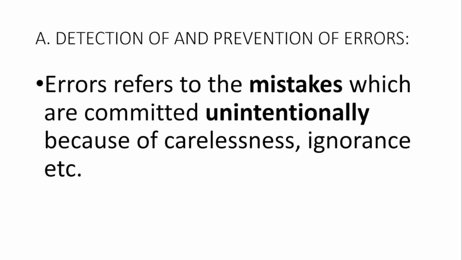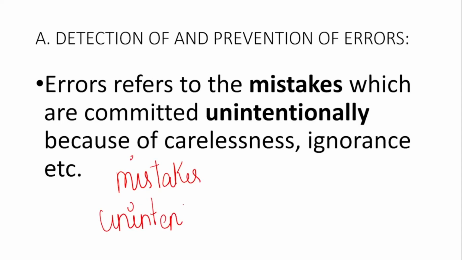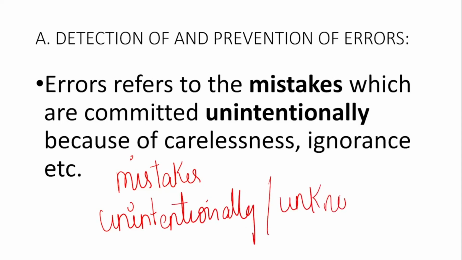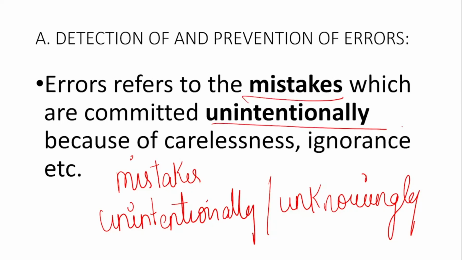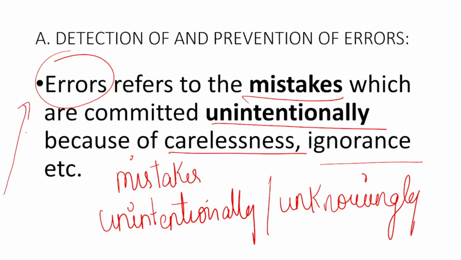What are errors? Errors are mistakes, and they are performed unintentionally or unknowingly, we can say. It means there was no intention to make any mistakes, but without your notice or without your knowledge, you have performed certain mistakes unintentionally. That is known as errors, and this may happen due to carelessness or ignorance, etc. So identifying the errors and preventing these errors is one of the secondary objectives of auditing.